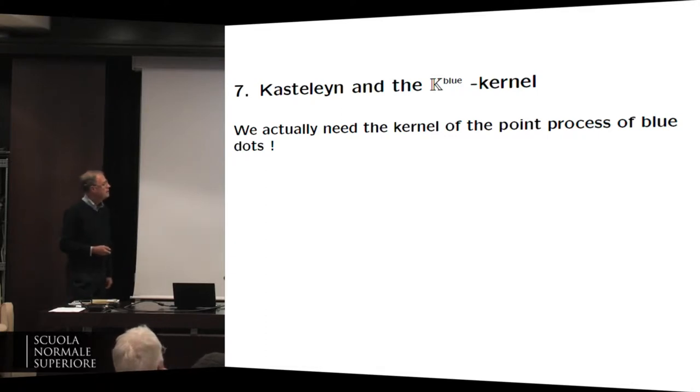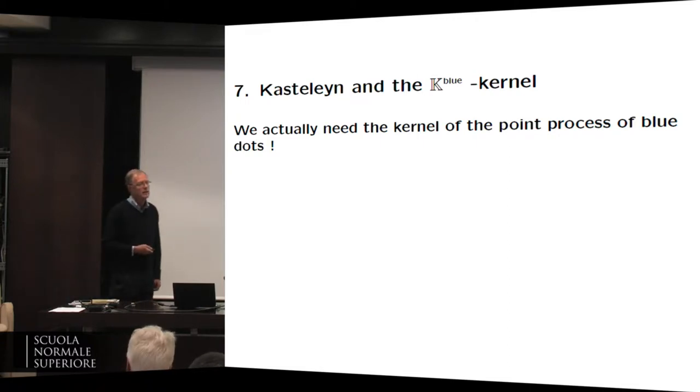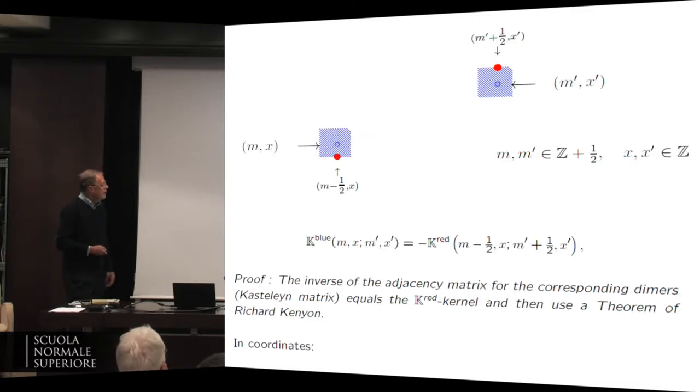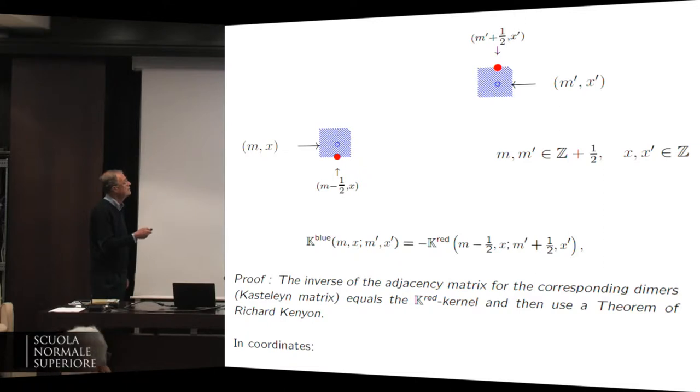And that then combined with some other statement by Richard Kenyon enables them to actually write down the kernel for the blue dots. So what is the result there is that these are your red dots. This is the red dot, right? The blue dots, they are half a distance away.